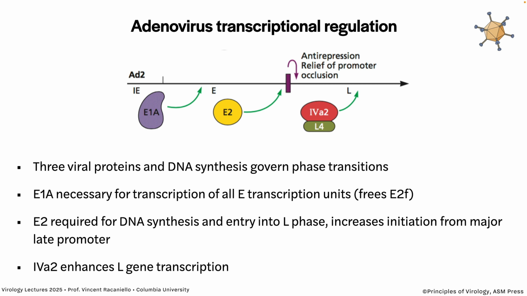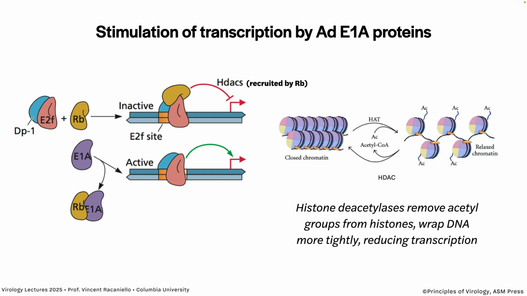And then the E proteins include proteins needed for DNA synthesis, like E2. So DNA synthesis begins, and then that activates the late promoter, much like we saw for SV40. And there are some other viral proteins, 4A2 and L4, that also stimulate activity of the late promoter. So a little more complicated regulation in that we have 3 proteins as opposed to 1 for SV40, the T antigen. So let's see how this works.